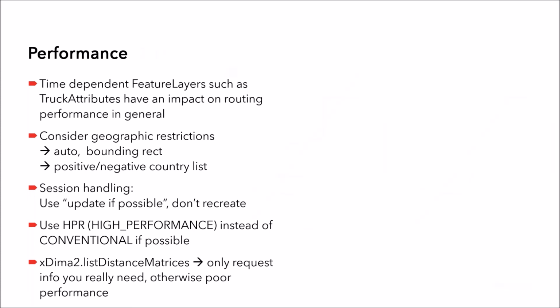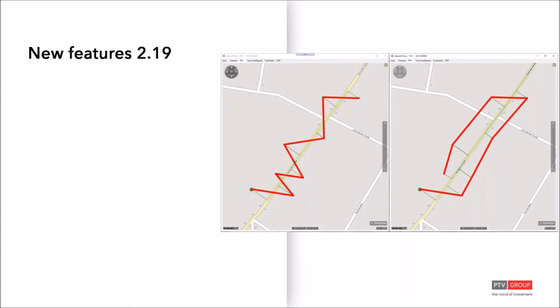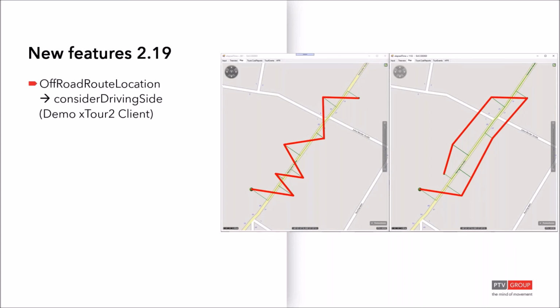So next slide is very short information about a new feature we have implemented in our version 2.19. That's a parameter that is available for off-road route locations, a specific kind of waypoints. That's a parameter which is called consider driving side. On the left side, that's the default behavior that was implemented at the beginning of our xServer2.